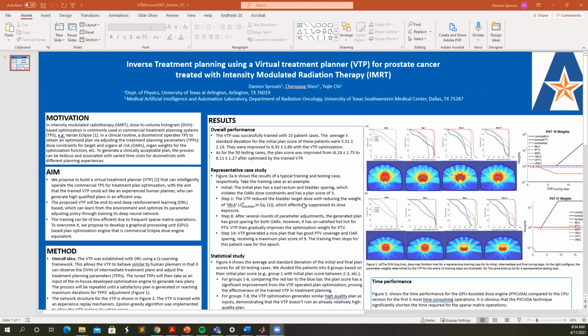In clinical routine, a planner operates a TPS to attain an optimized plan by addressing the treatment planning parameters, the TPPs. In our case, since we're doing prostate cancer, you have your PTV, the planning target volume, and you have your organs at risk, which for us are the bladder and rectum. The weights for those organs, the dose constraints for them, and the irradiated volume are what can be tuned. To generate a clinically acceptable plan, the process can be tedious, and it changes with the time the planner has to plan, and also the experience of that planner.